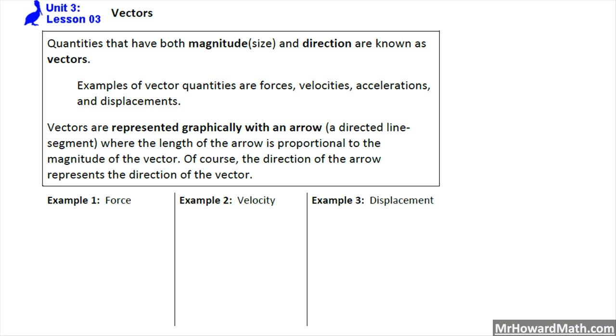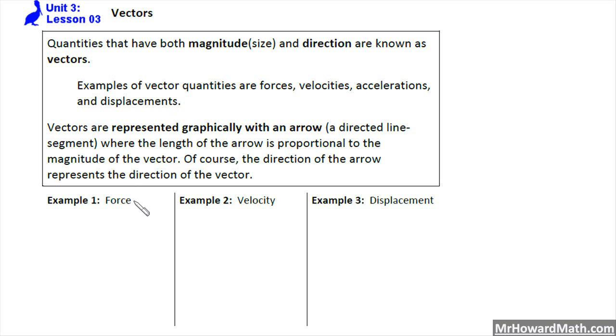right triangles. So quantities that have both a magnitude, which would be a size, and direction are known as vectors. Examples of vector quantities are forces, velocities, accelerations, and displacements. See those in physics often. Vectors are represented graphically with an arrow, a directed line segment, where the length of the arrow is proportional to the magnitude of the vector. Of course, the direction of the arrow represents the direction of the vector.